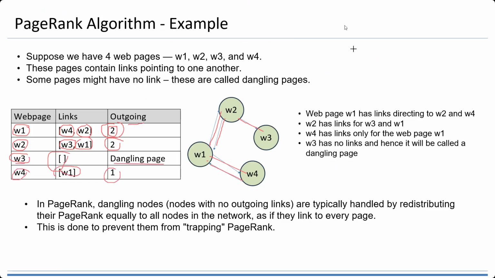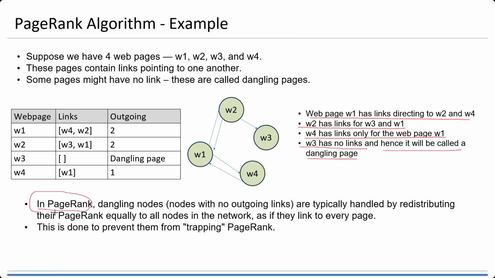So the definition we can have is like this. Web page W1 has links directing to W2 and W4. W2 has links to W3 and W1. W4 has a link only to the web page W1. And W3 has no link, and hence it will be called a dangling page.